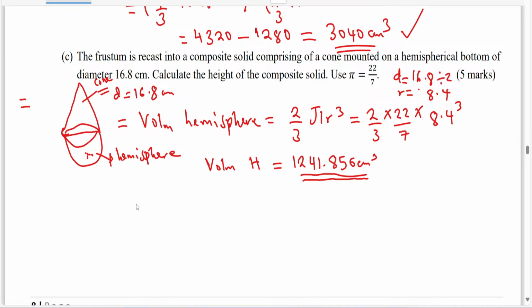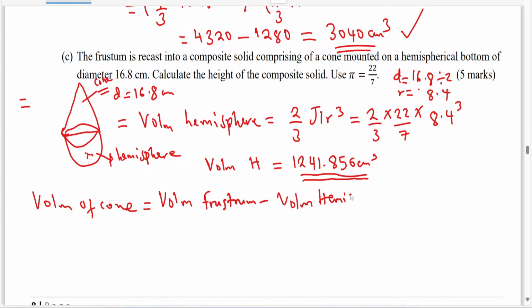So the volume of the cone. How do you find the volume of the cone? Very simple. Hemispherical bottom. Okay, it's usually very simple. So let's find out the volume of the cone. If you want to find it out, it is given by the volume of the frustum minus your hemisphere.